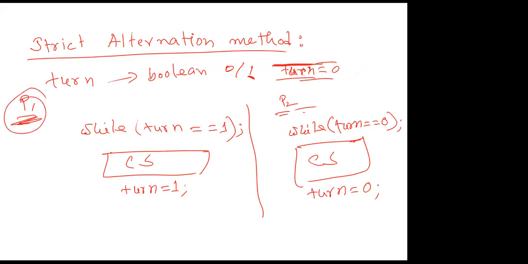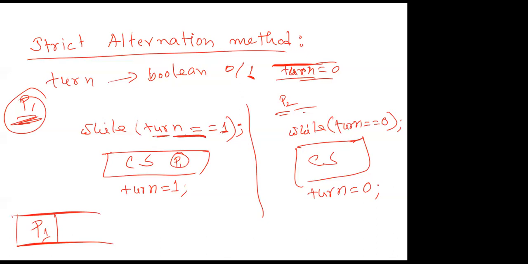Let's say the operating system executes process P1. P1 will check the turn value: is turn equal to 1? Currently turn equals 0, so it is fine. It will skip this while loop, enter the critical section, and execute its critical section.